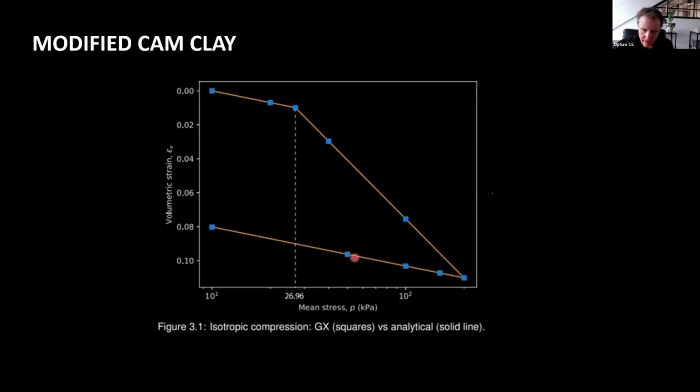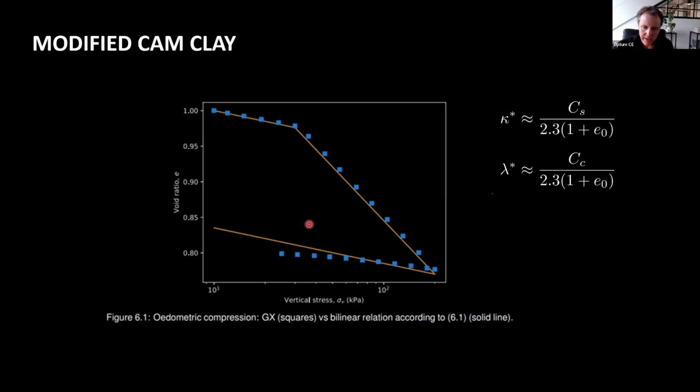So we have validated this CAM-clay model pretty thoroughly. It should be on the website. For a 1D isotropic compression test, it looks like this: analytical, the orange, and GX, the blue lines. When it comes to an odometer test, well, things are a little bit more problematic. We can only really replicate.